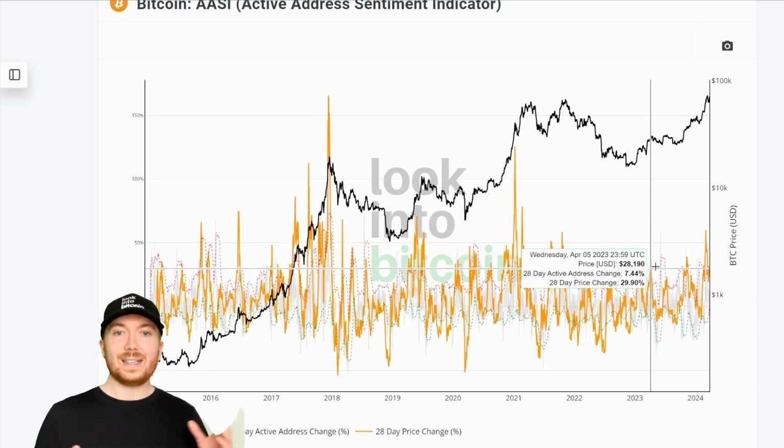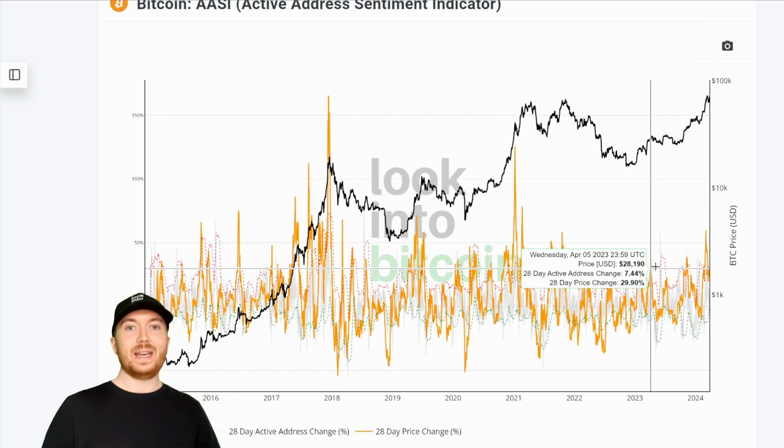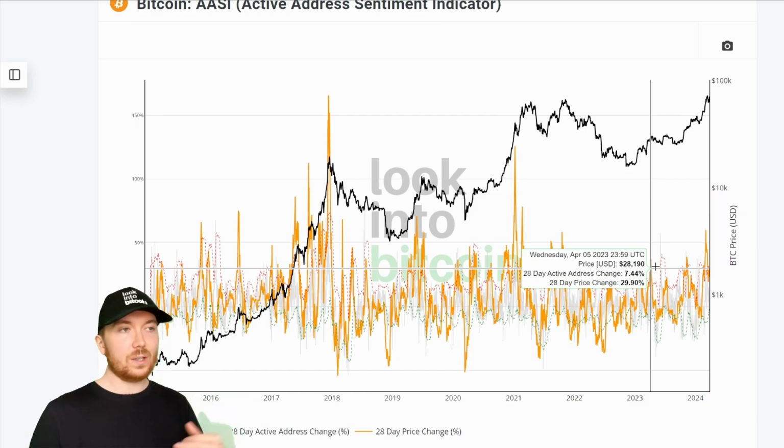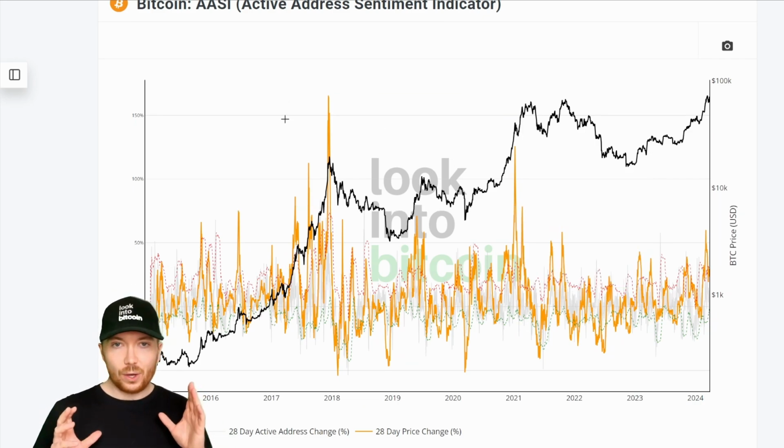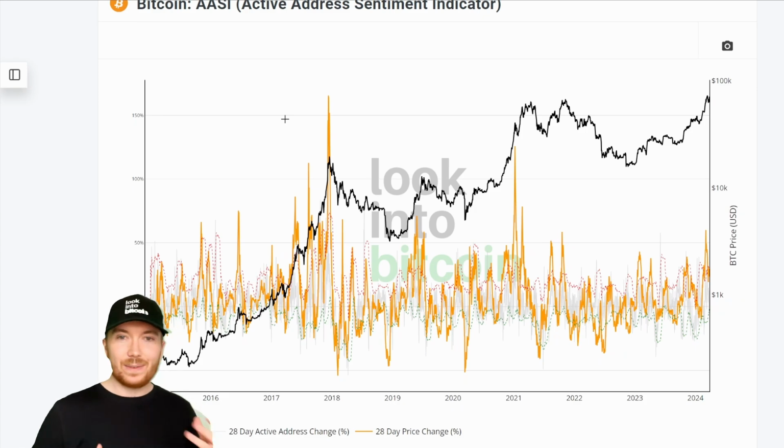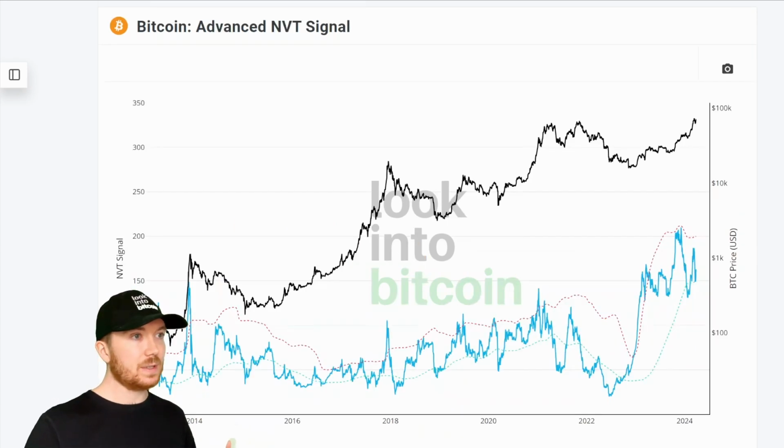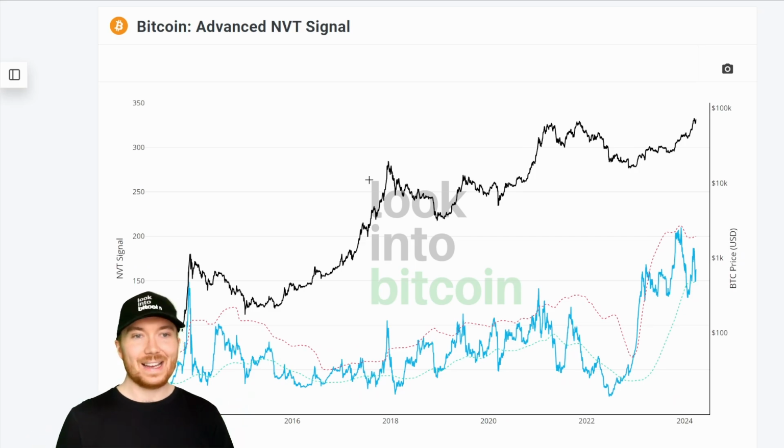So that maybe is a little bit of an indication that the network's real value, being how many people are using Bitcoin, maybe isn't justifying this move to the upside. Maybe we're going to see a little bit of a short-term retracement. But this metric is not the only one we can use to try and get a better valuation of Bitcoin's real network value, and one we should actually be using in confluence alongside something like the advanced NVT signal.